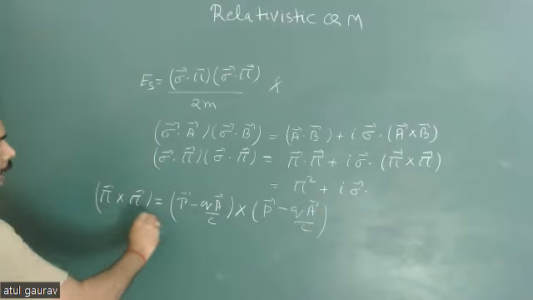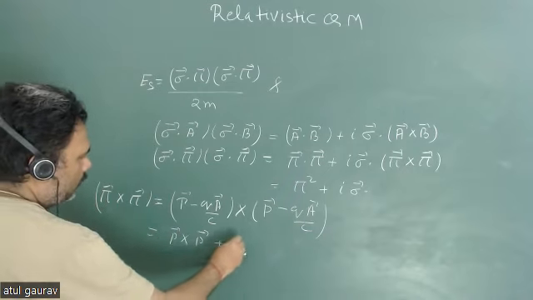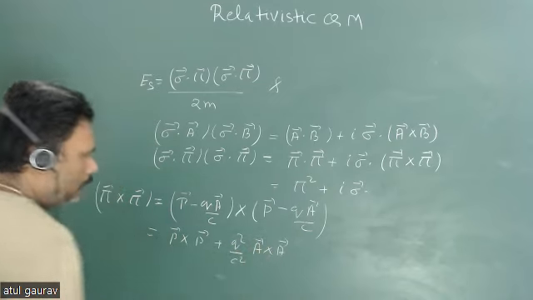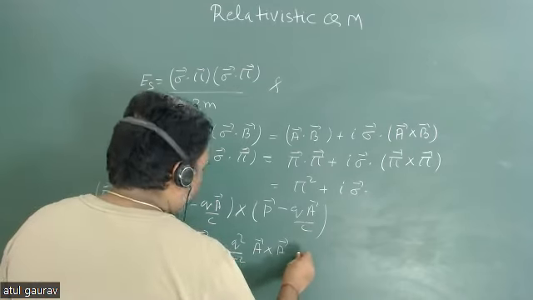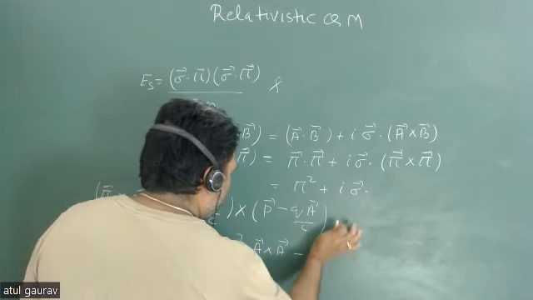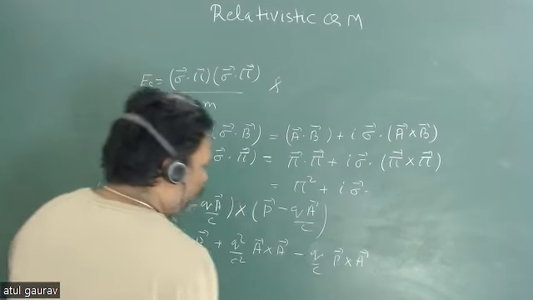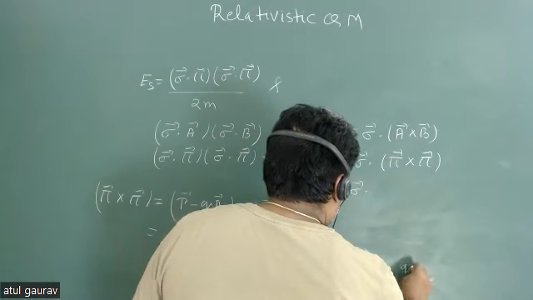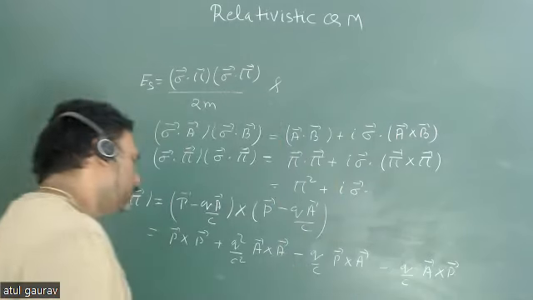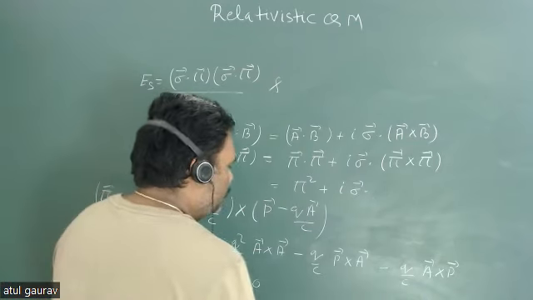Okay, so we have four terms. p cross p is my first term, the second term is q squared upon c squared, a cross a. And the third term is basically minus p, and you can write q upon c here, p cross a, and the fourth term is minus q upon c, you will get a cross p. So this is very interesting. Obviously p cross p is 100% zero, a cross a is 100% zero.